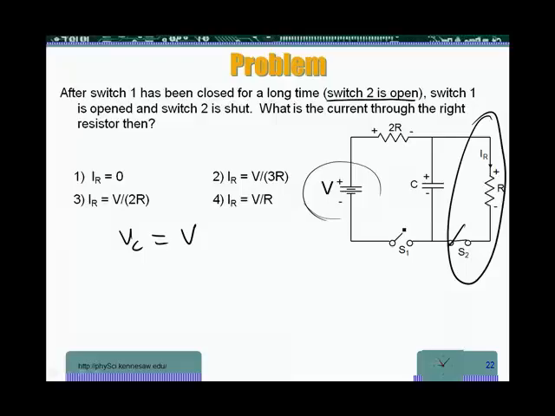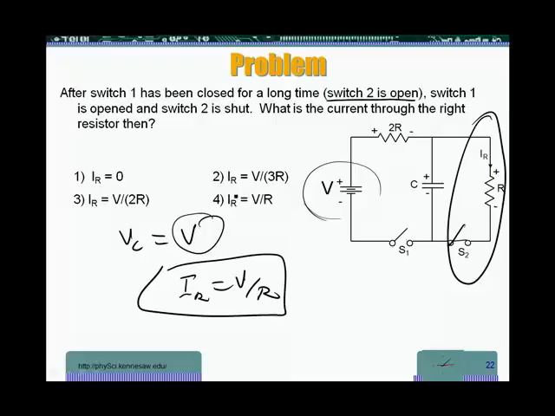So now, when we open S1 and close S2, then it's this V that's going to discharge through R. This V is the full V. So IR is going to be just V over R. And that's my answer.